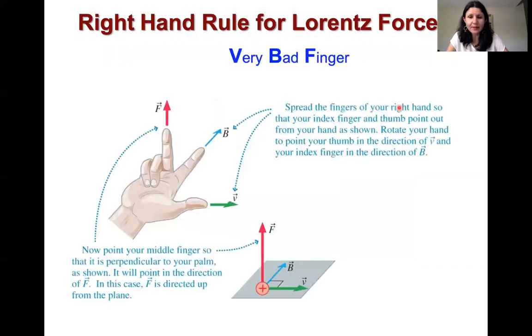The one that you maybe learned at DL is with three fingers, sometimes known as the very bad finger. The way this one works is that instead of using the palm, you use fingers. So the thumb still goes in the direction of the velocity. This finger goes in the direction of the magnetic field, and then this finger, so you see the three are perpendicular to each other, kind of similar to what you see in the picture, will then stick up. And then you can imagine, let's say V and B change, then the direction of the force will change too.